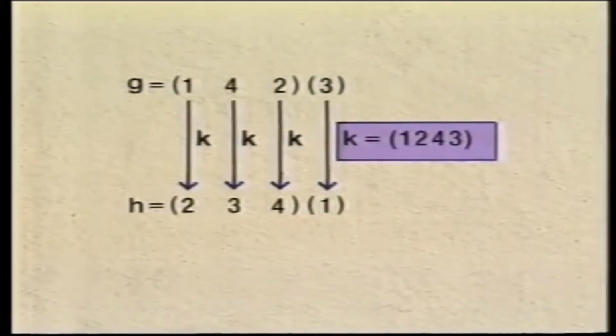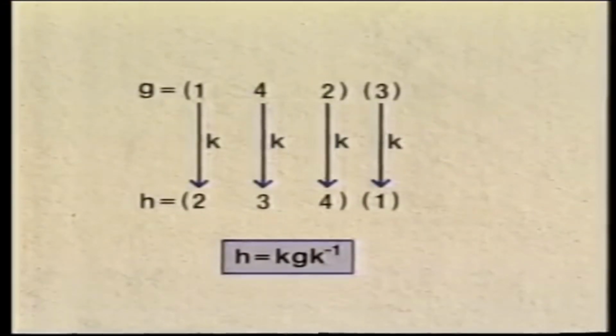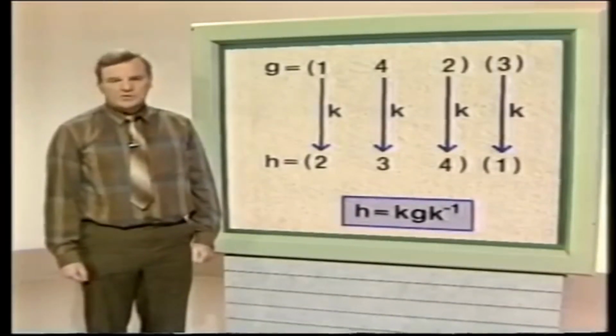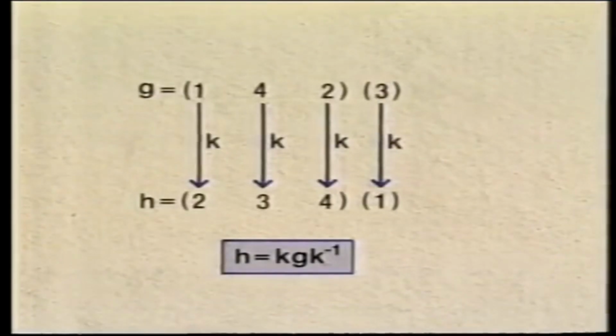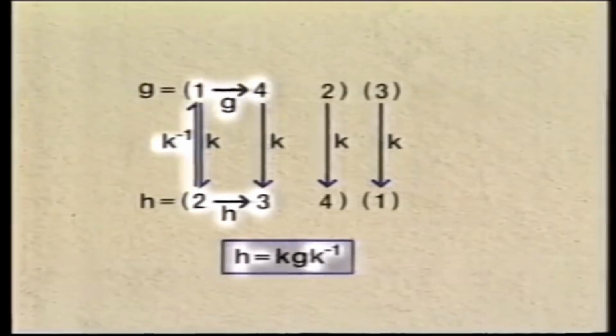Having found a renaming element, it's not difficult to prove that G and H are related by H equals KGK inverse. The details of the proof are covered elsewhere in the course, but it's easy to see why this relation holds. For example, the symbol 2 is mapped by H to the symbol 3. But we can achieve this equally by first using K inverse, mapping up to 1, then across to 4 using G, and finally K brings us back down to 3.